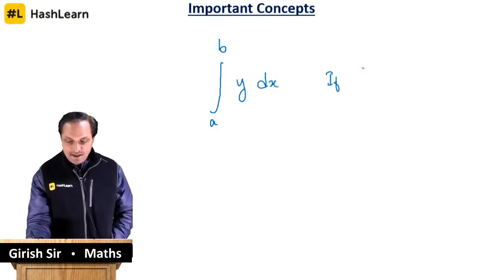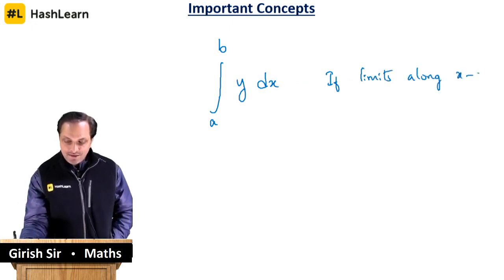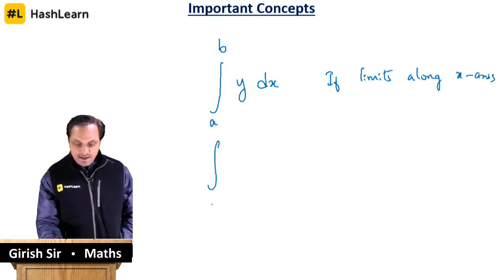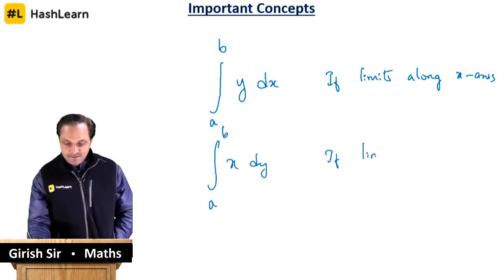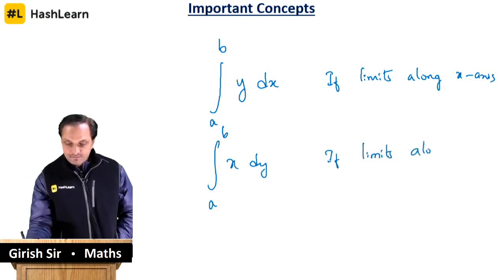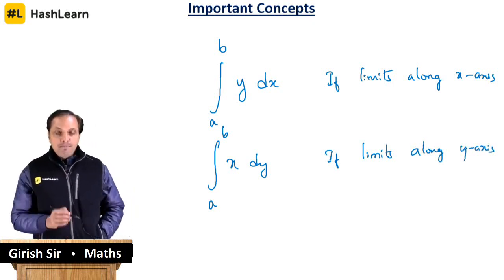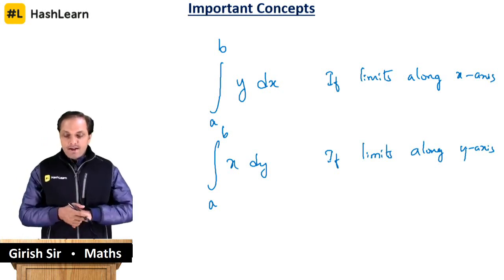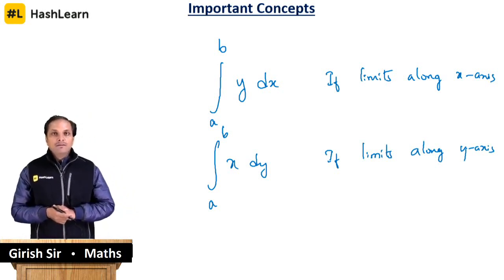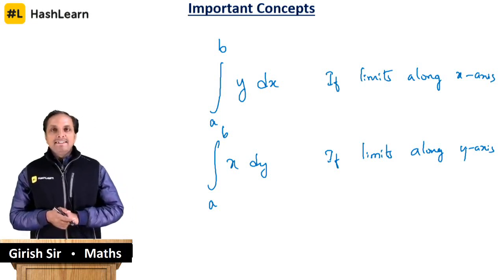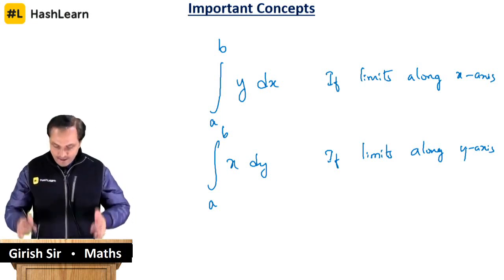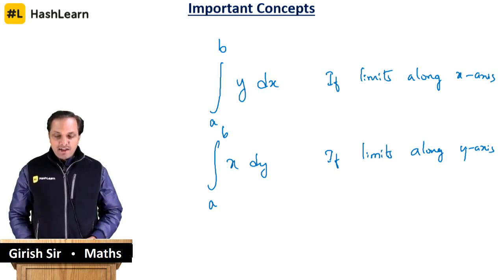If limits are along the x-axis, use y dx from a to b; similarly, a to b x dy if limits are along the y-axis. Okay, you are going to use only these two formulas. Identify the upper limit and lower limit and use the appropriate formula based on the limits, either on the x-axis or y-axis. Okay, fine. So we shall go to numerical example number 1.